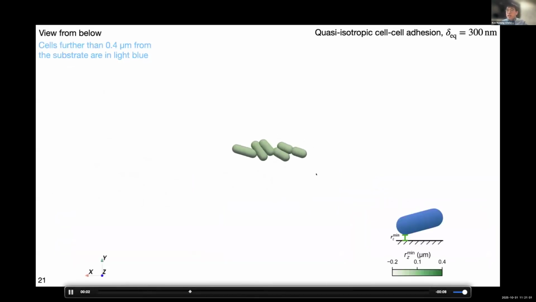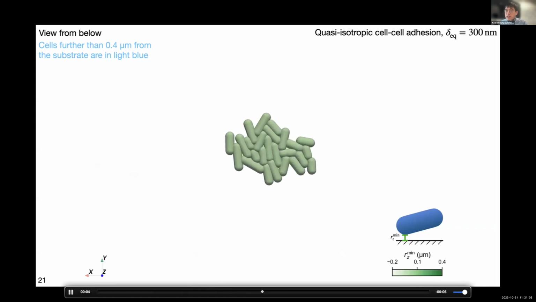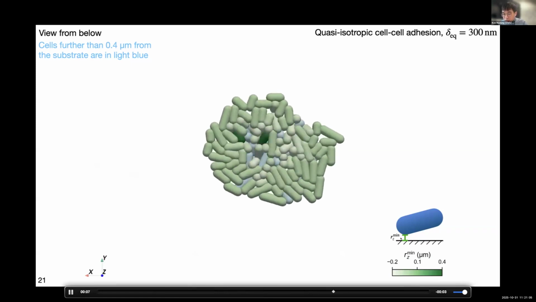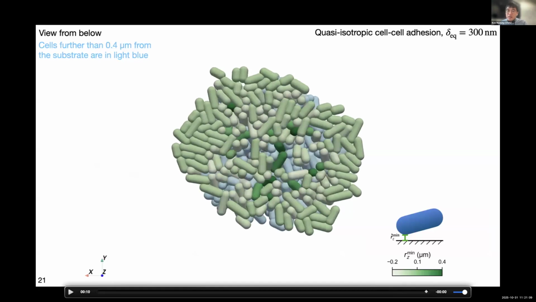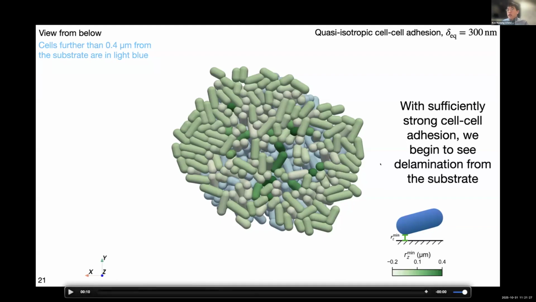Now I'm showing the same simulation, but with the cells colored differently. Now I'm showing the cells colored according to their minimum Z coordinate, which I'm showing schematically here. And what you'll also notice here is that we see these little patches along the substrate where there are no cells in contact with the surface. Okay. So these dark green cells, but also these light blue cells that are even further away from the substrate. In other words, with sufficiently strong cell-cell adhesion, we begin to see delamination from the substrate.